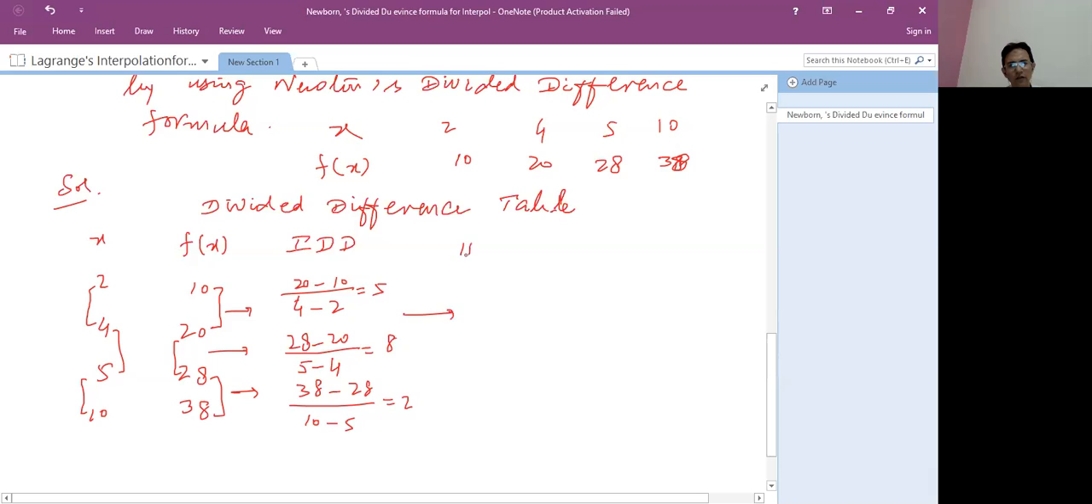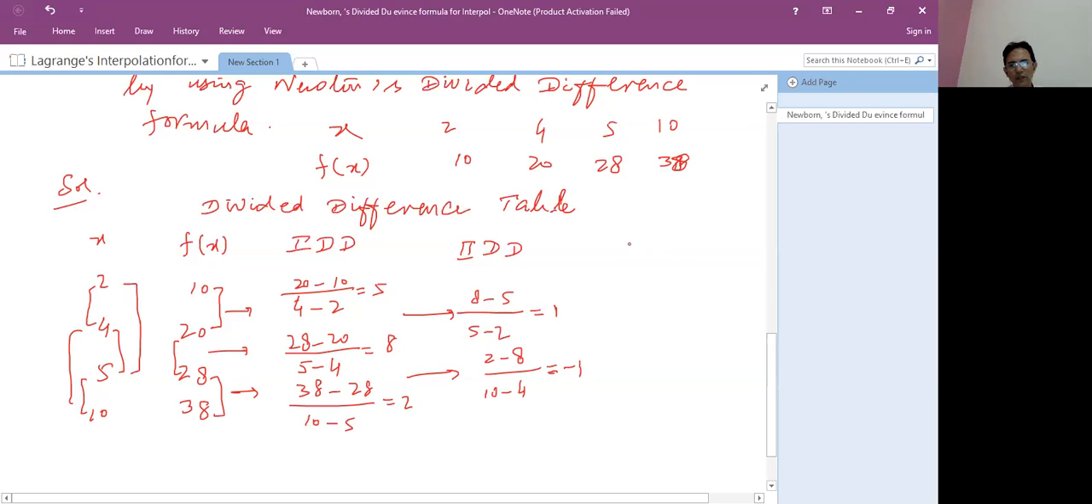Now the second degree, student, when we find 8 minus 5 whole divided by 5 minus 2. We write here, it means 3 over 3, it is 1. And for the next, 2 minus 8, it means we divide by 10 minus 4, which equals minus 6 upon 6, it means minus 1.